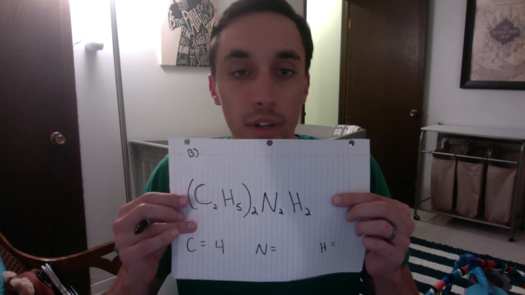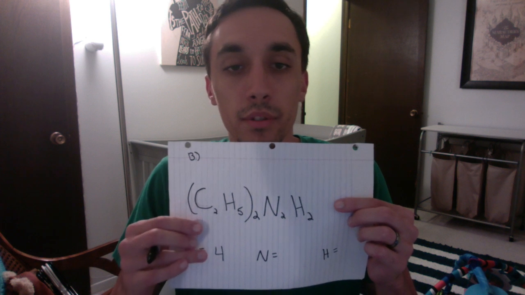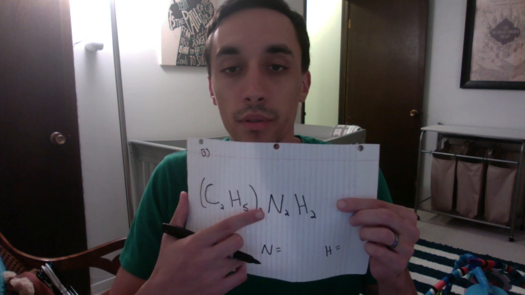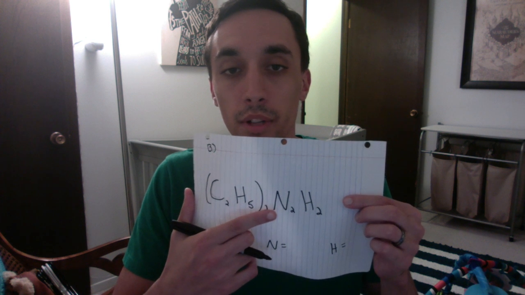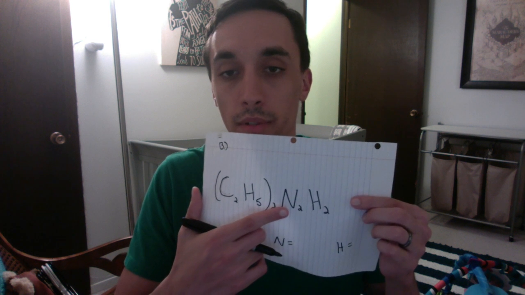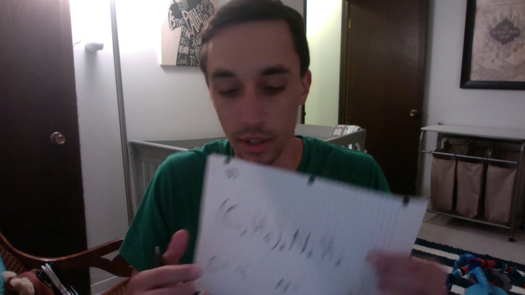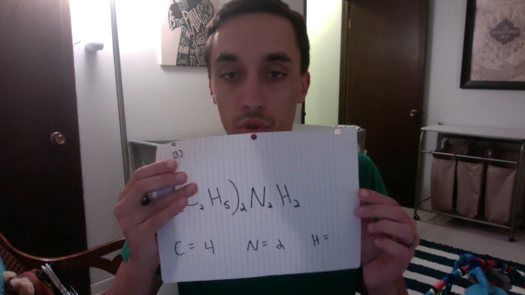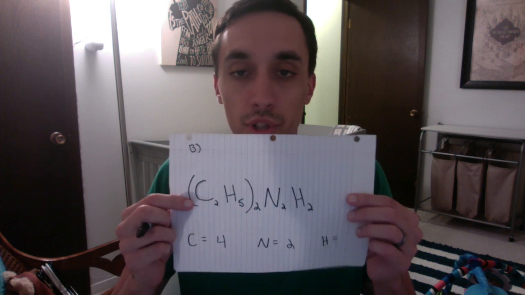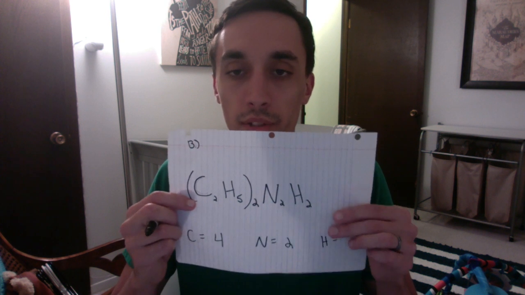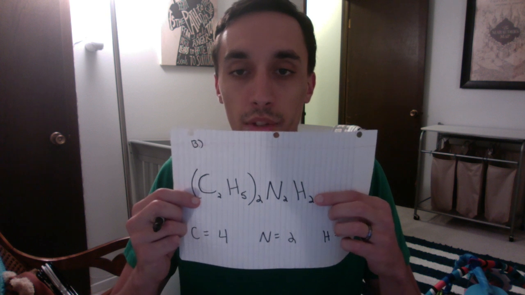So let's do nitrogen next. Now we see nitrogen here on the outside. It's not in any parentheses, so we don't have to worry about any multiplication. So we have N2, and that gives us a total of 2 nitrogen.